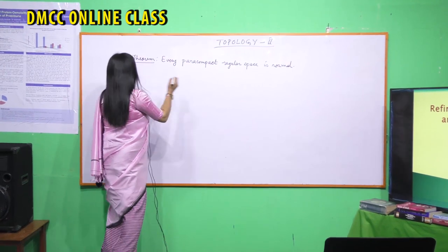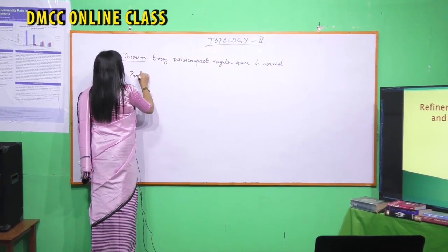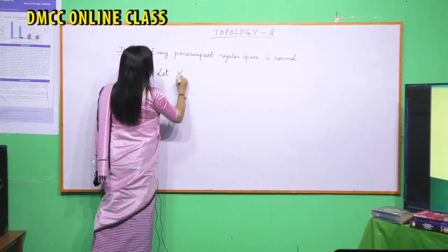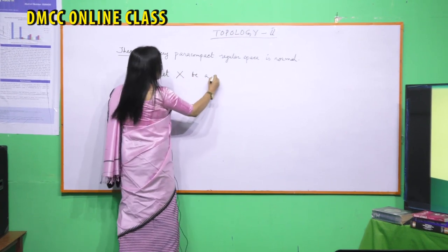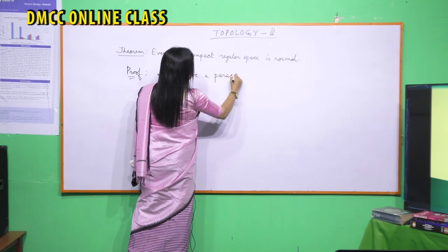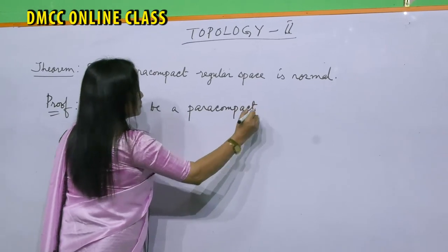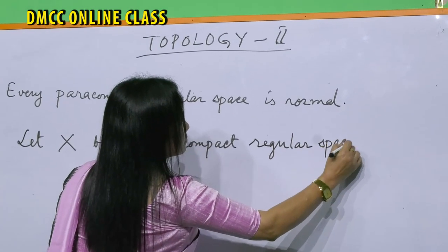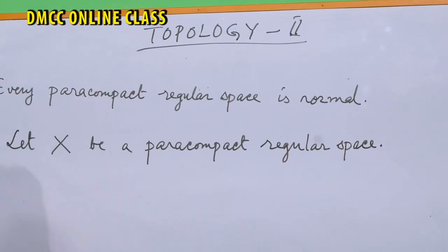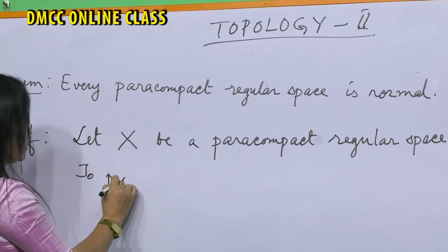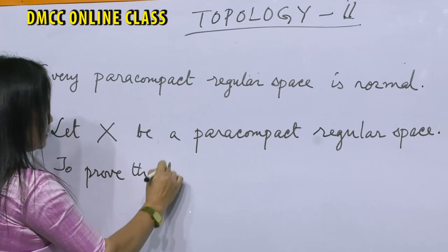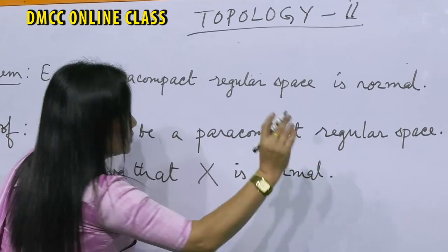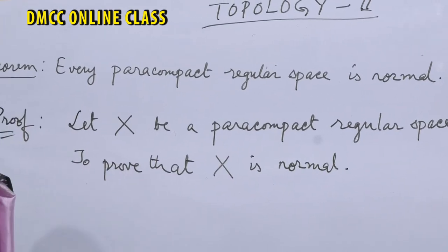So, let us now proceed for the proof of the theorem. We take a space which is paracompact and regular, to prove that X is normal. So our aim is to prove that X is normal.